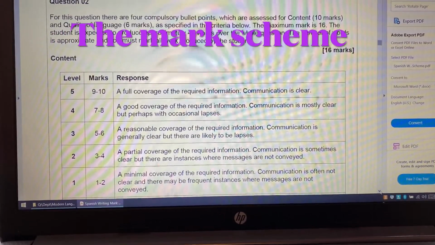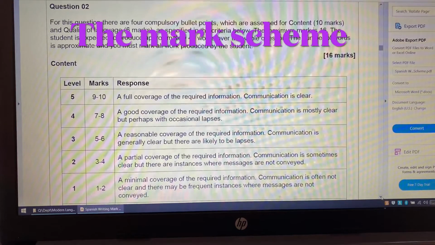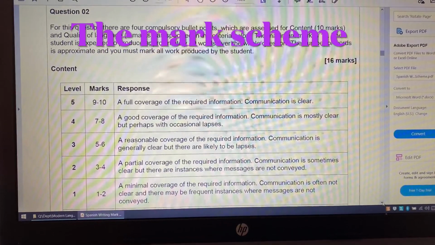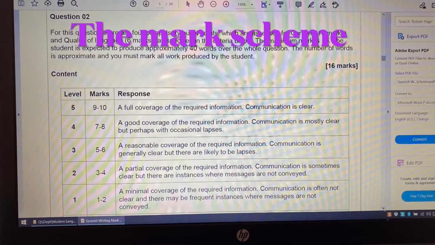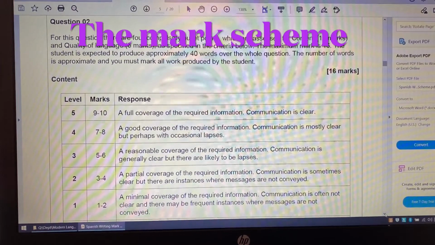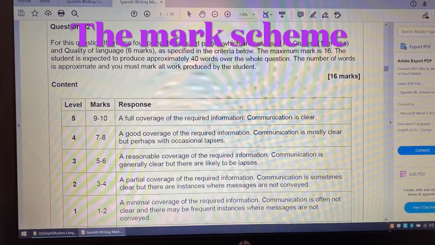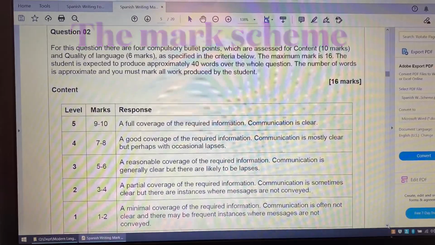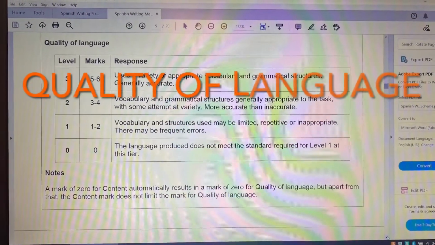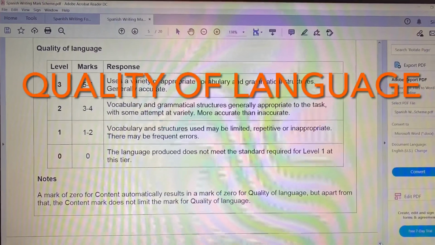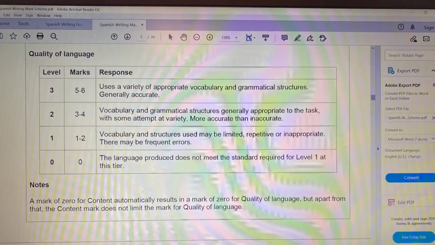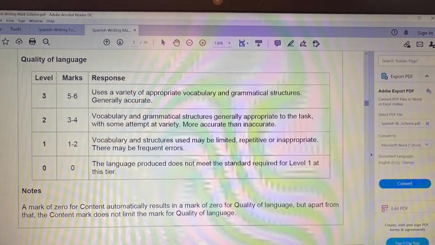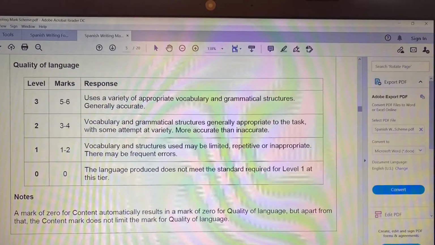The mark scheme is split between 2 marks, the content and the quality of language. The content mark is out of 10, and this reflects how fully you have answered the bullet points and how clear your communication is. The quality of language mark is out of 6, and this mark reflects the grammatical accuracy of your answer and the variety of language you use.